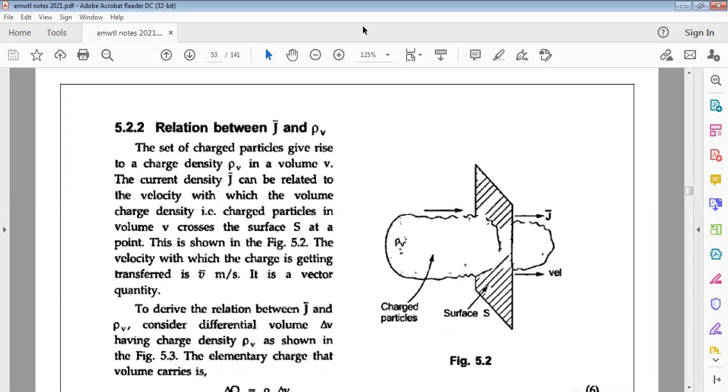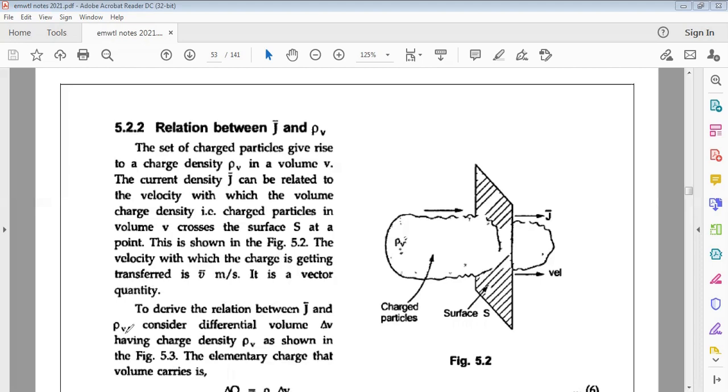So let us see here. We have a surface S, and the charged particles pass through this surface with some velocity. The velocity with which the charge is getting transferred is V bar meter per second, which is a vector quantity.